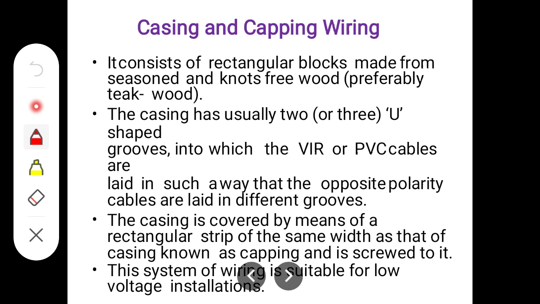Another type is casing and capping. It consists of rectangular blocks made from seasoned and knot-free wood. These casings usually have U-shaped grooves into which VIR or PVC cables are laid in such a way that cables of opposite polarity are laid in different grooves. The casing is covered by a rectangular strip of the same width as the casing, known as capping. This system is suitable for low voltage installation. It is not possible for high voltage installation.